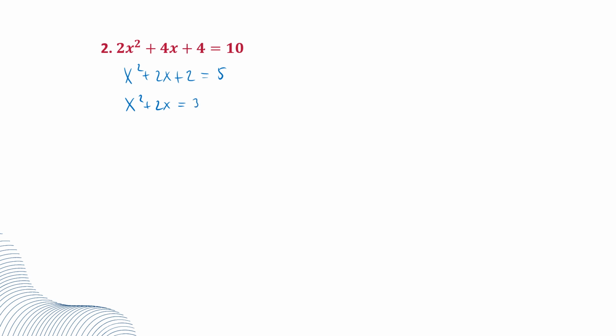Now our b in this case is 2. So we do 2 divided by 2 squared. 2 divided by 2 is 1, squared is still 1. So we now add that 1 to both sides of our equation. So we're going to have x squared plus 2x plus 1 equals 3 plus 1. So now the left side is a perfect trinomial, which means the perfect square would just be x plus 1 squared, and the right side is just 4.